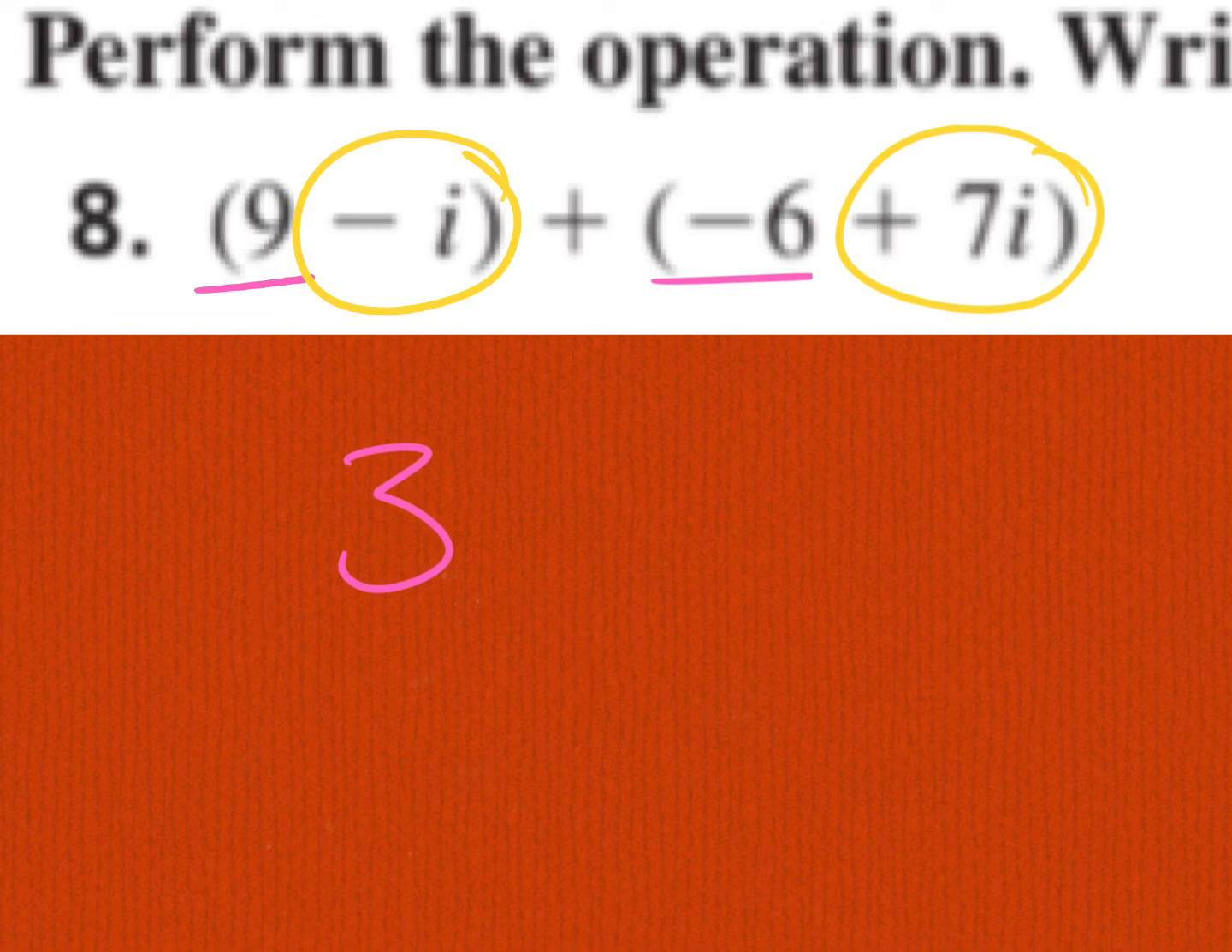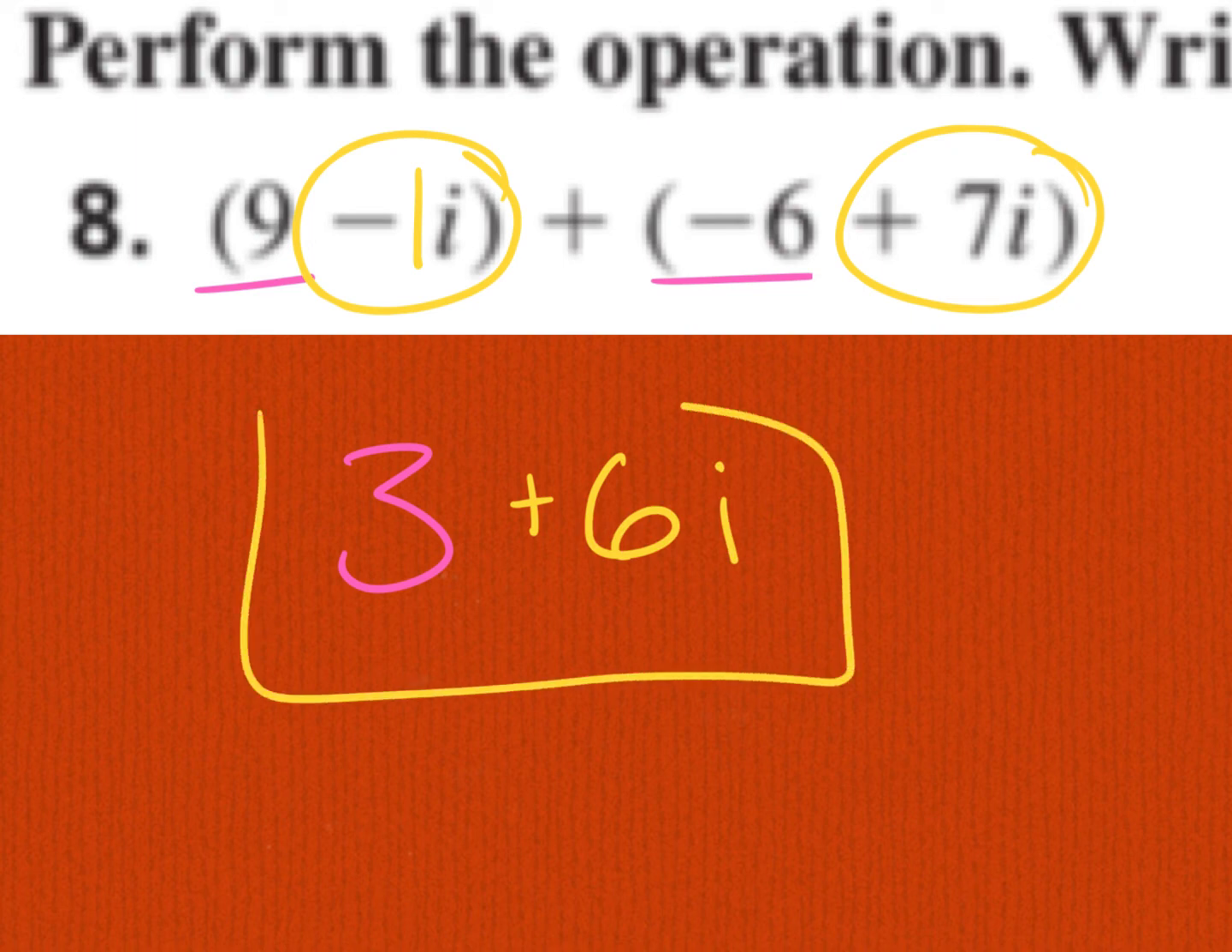Awesome. That negative i is just like saying negative 1i. Our coefficient here is 1, just like if we had a negative x. So it would just be 7 minus 1, which is just 6, so 6i. And then just like I mentioned before, we have to put the real part first, the imaginary part second.